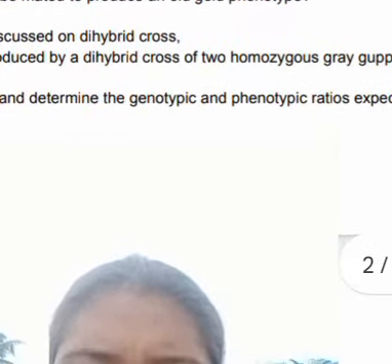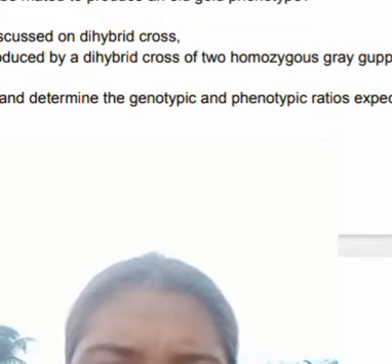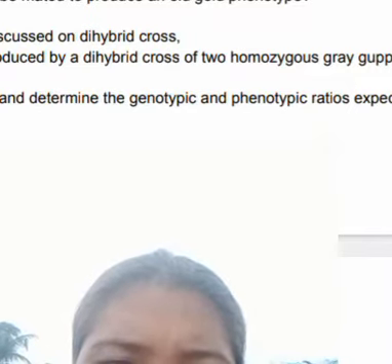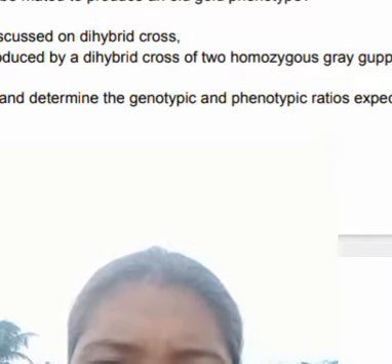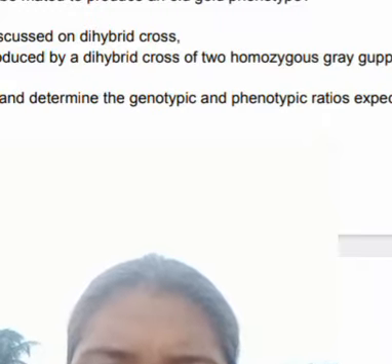Question number 2. Difference of dominant from recessive gene. Dominant traits are always expressed within the genotype. It is dominant even if only one copy of the dominant trait exists. Recessive traits are expressed only if both of the alleles are recessive.